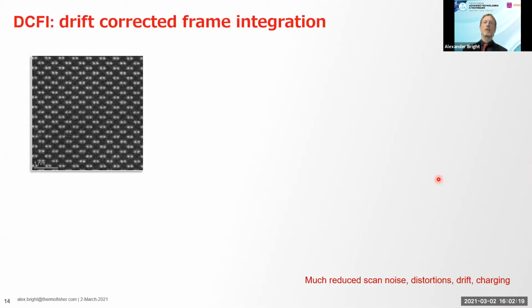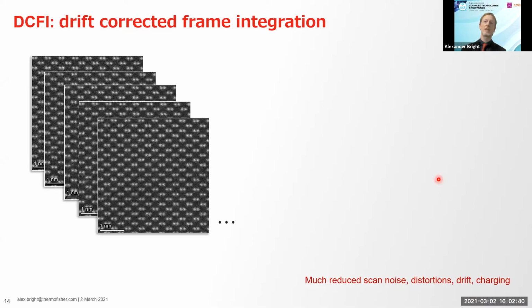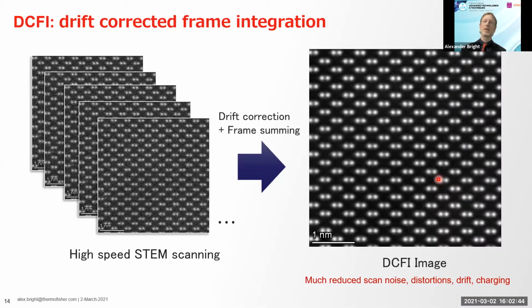So our next topic is DCFI, which is another new technology for STEM, which was quite widely used in SEM before it became widely adopted recently in STEM also. So this is drift corrected frame integration. Instead of taking one slow scan, you take multiple fast scans like this, and then you drift correct and sum the frames together in such a way that you get a single very high quality and high contrast image, which is the DCFI STEM image.